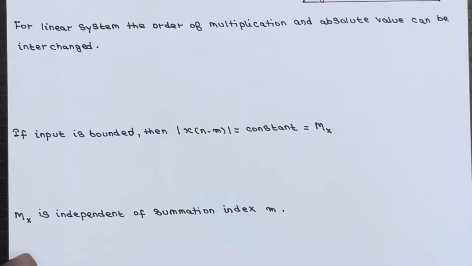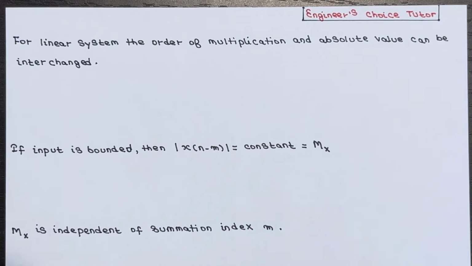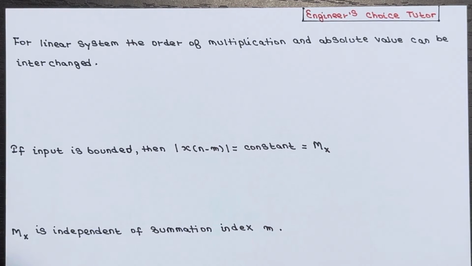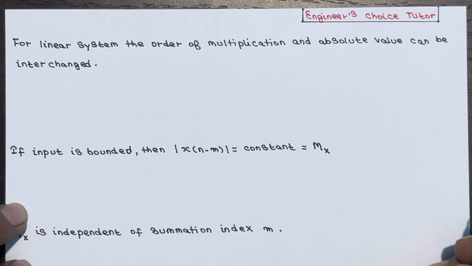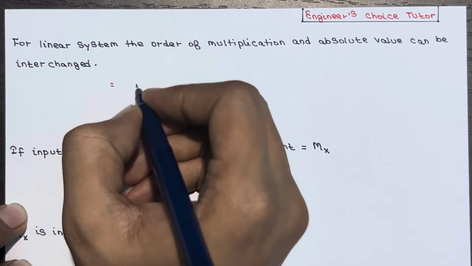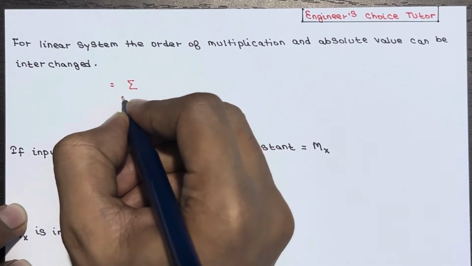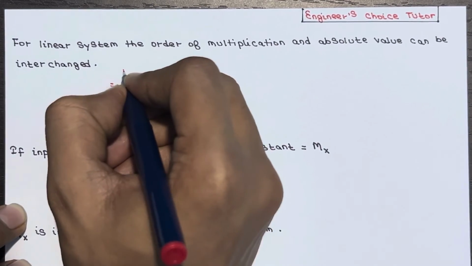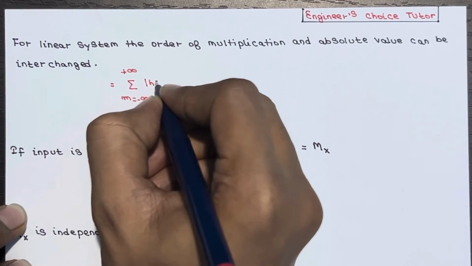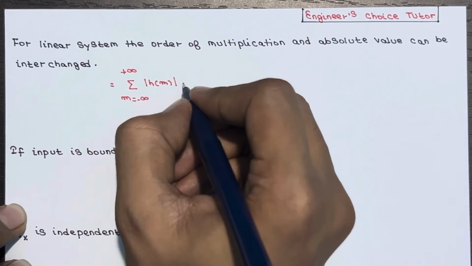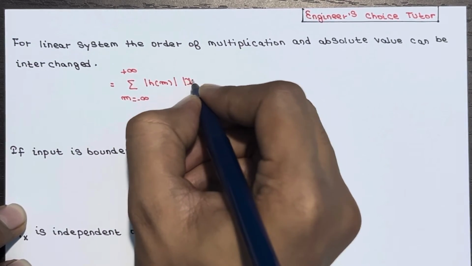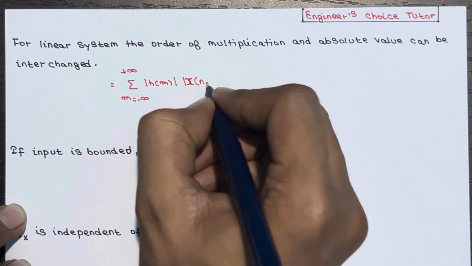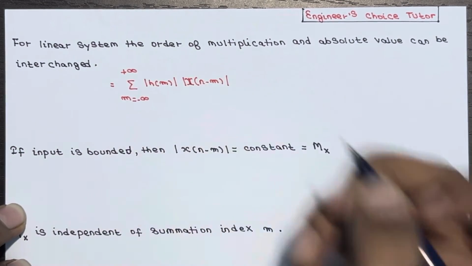Now let's move next and do some more operations on this. For a linear system, the order of multiplication and absolute value can also be interchanged. So this will become equal to the summation, m equal to minus infinity to plus infinity, of the absolute value of h of m into the absolute value of x of n minus m. Clear?